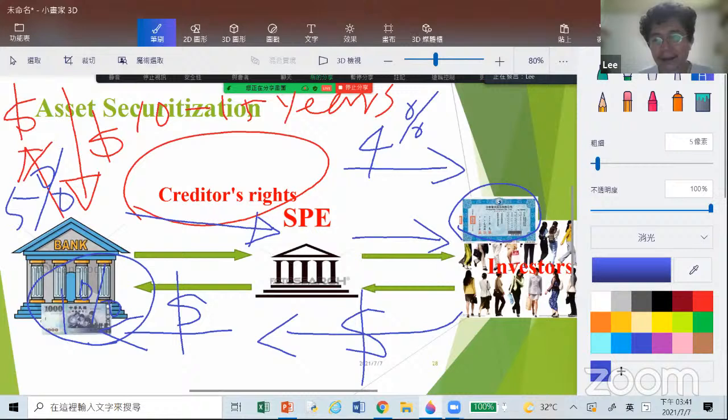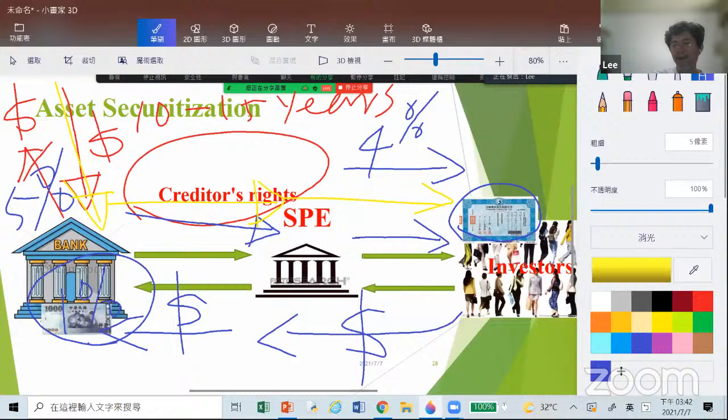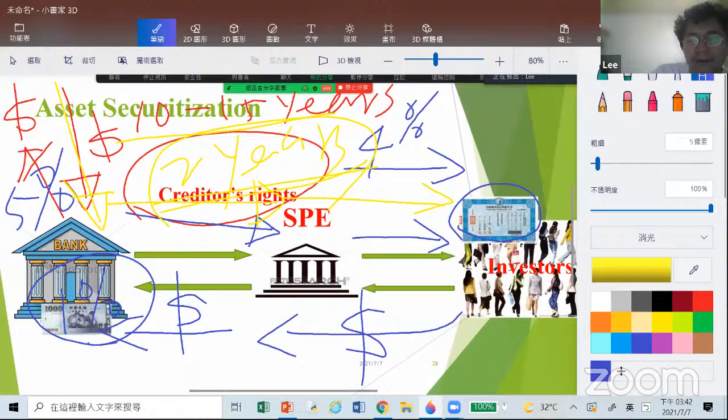When the bank receives the money from the family, it gives the money to the special purpose entity, and the special purpose entity passes the money to the investors. So you will find that after they use asset securitization, the bank can get the money back soon, maybe in 2 years. They don't have to spend 10 to 15 years to receive the money back, only 1 year or 2 years.